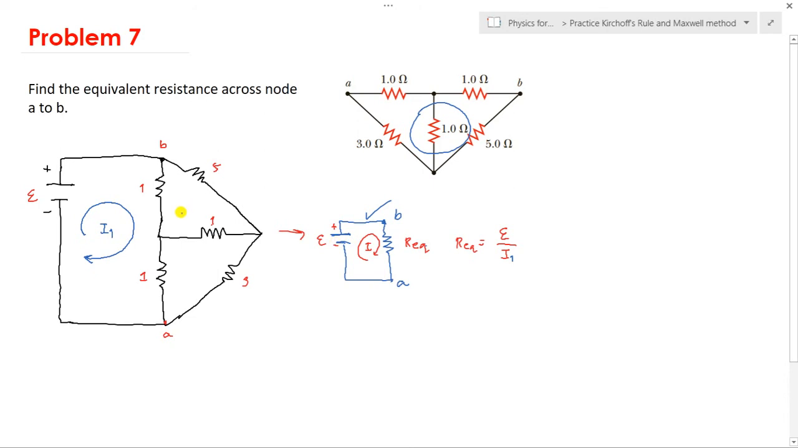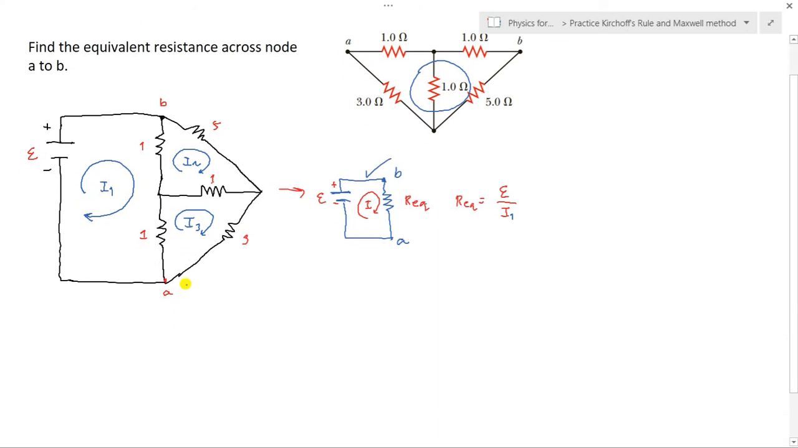The second loop, I assume that this is the direction for I2 and this is the direction for I3 for the third loop. Since we have 3 unknowns here, we need 3 equations. So let's start with loop number 1. At loop 1, Maxwell, it meets resistor R1. Then for resistor R1, the voltage drop is negative I1.